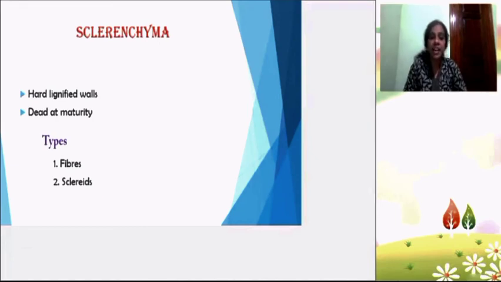Sclerenchyma. Sclerenchyma are hard and lignified cells. Because of the hard and lignified cell wall, these cells will be very thick, and when they attain maturity, they become dead cells. The sclerenchyma are of two types. They are fibers and sclerites.